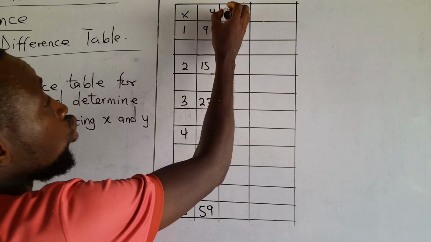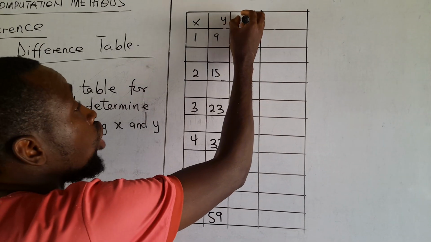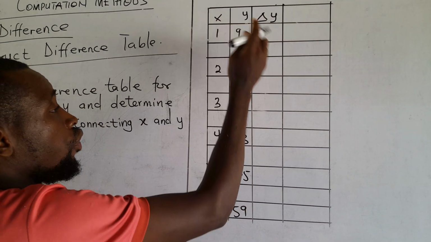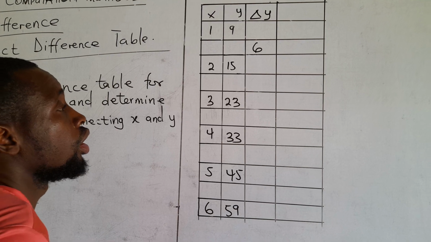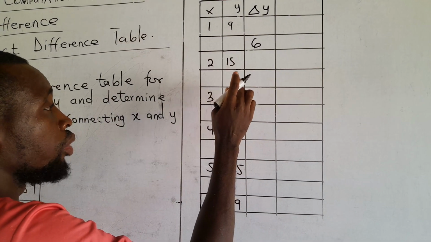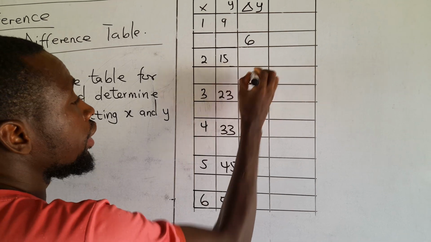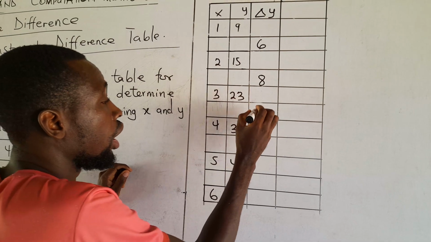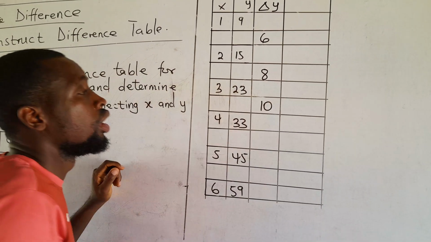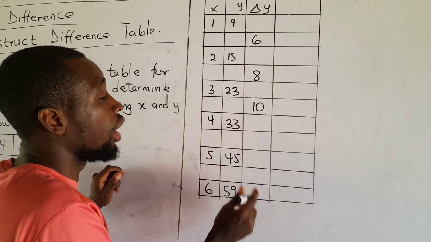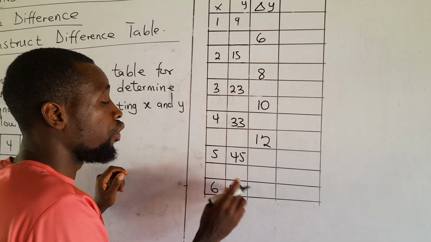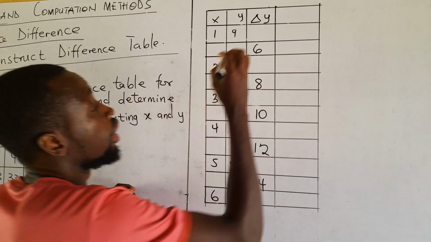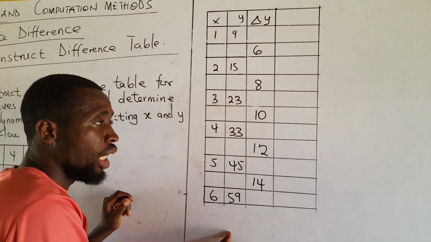For the first difference, we are going to find only the difference for y. The first difference for y, known as delta y, will be 15 minus 9, which is 6. Then we write it here. Now we find the difference between 23 and 15, that will be 8. Then 33 minus 23, that will be 10. Then 45 minus 33, that will be 12. Then 59 minus 45, that will be 14. I hope you get that. You see that all these are not constant, they are not the same.